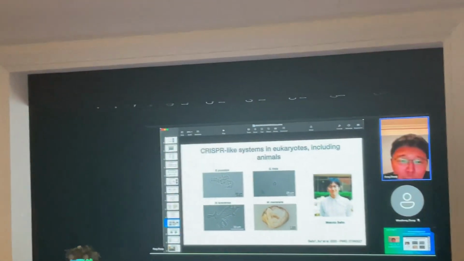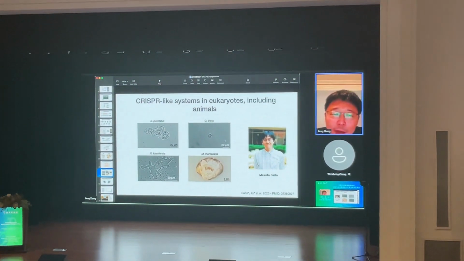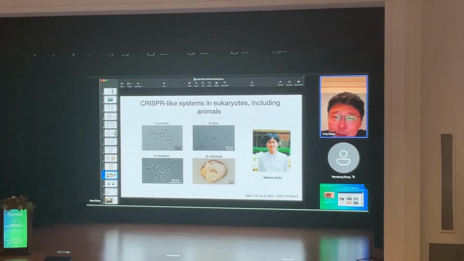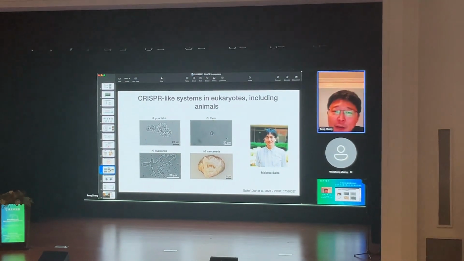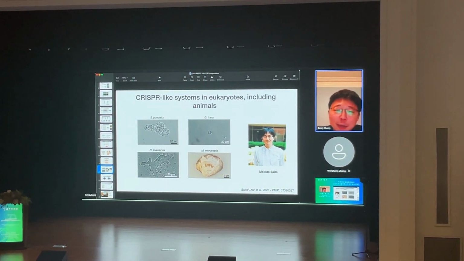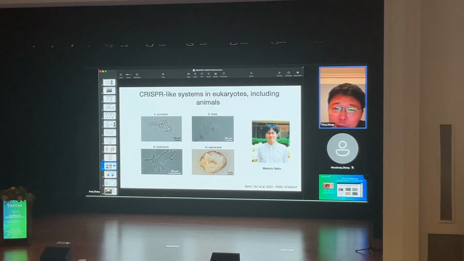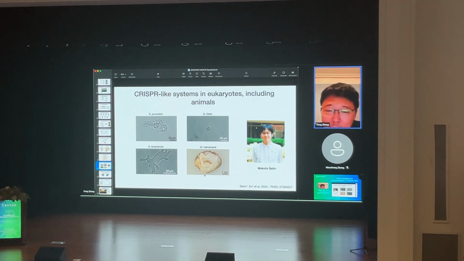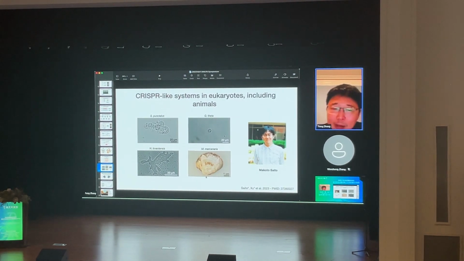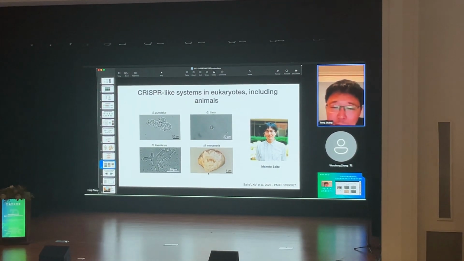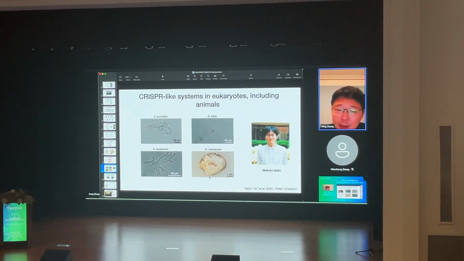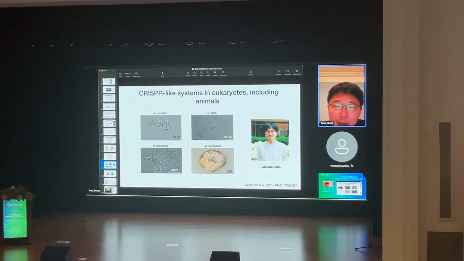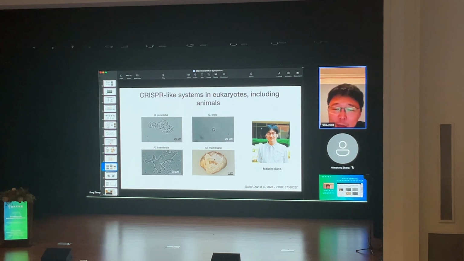Another interesting thing that we reported recently was that there are CRISPR-like systems, TnpB-derived, that are found in eukaryotes. Sometimes you can find them in single-celled eukaryotes, and then you can also find them in some cases, more rare, in multicellular animals. So this plant here has these RNA-guided systems inside.